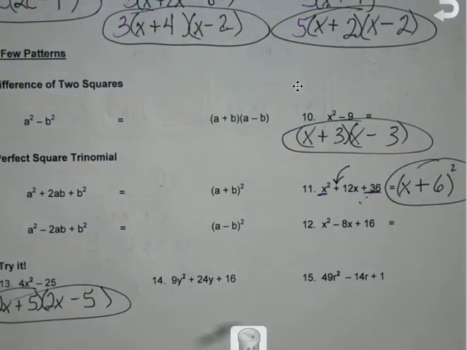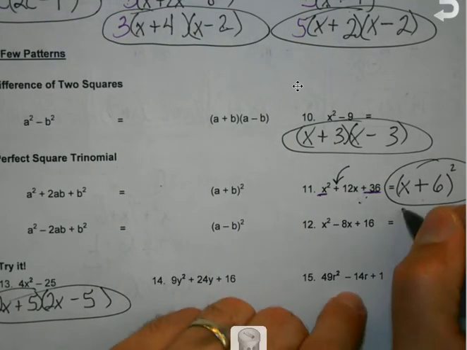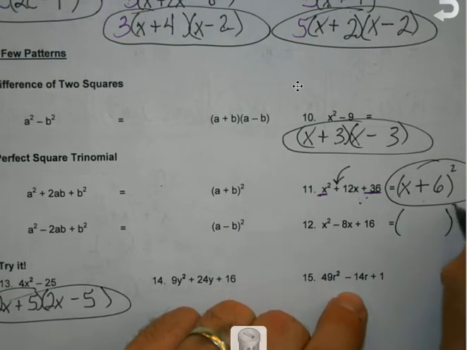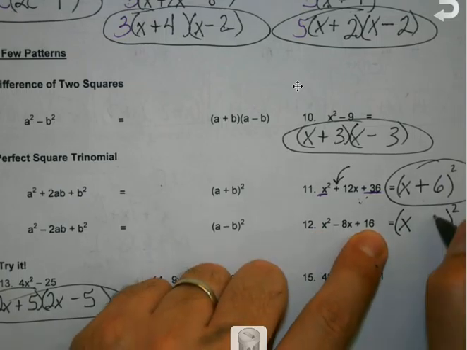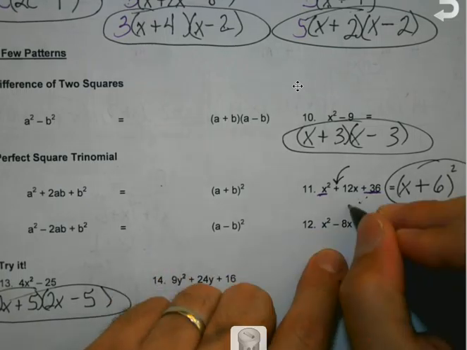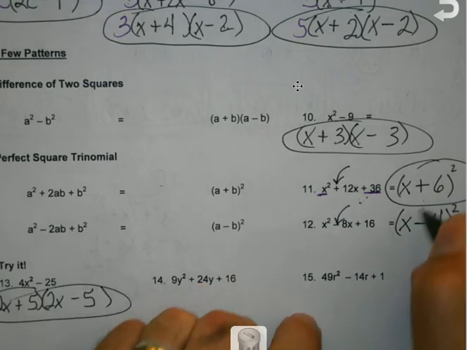So if you forget this or decide you don't want to use that and you want to just do a diamond, that's okay. But it is kind of cool that you can just say, hey, x and x is x squared. 4 and 4 is 16. Steal the sign from the middle.